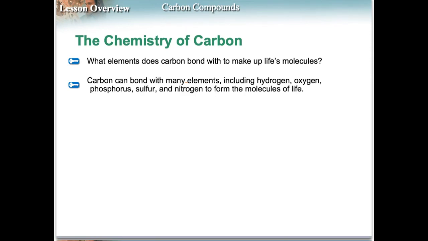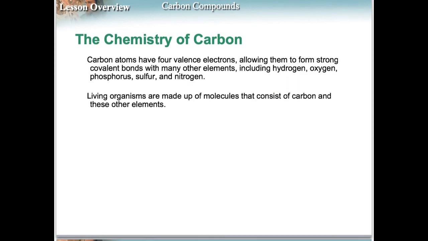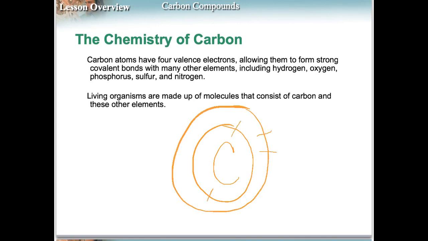Carbon will be able to bond with many elements because of its structure. A lot of the elements are the ones we've talked about previously: hydrogen, oxygen, and then some phosphorus, sulfur, and nitrogen in order to form the molecules of life. Carbon has 4 valence electrons. Remember, that means outer shell. It has 2 in its first shell, 4 in its outer shell. This leaves 4 places in which elements can bond. A lot of times it will bond with hydrogen, oxygen, phosphorus, sulfur, and even nitrogen. Living organisms are made up of the molecules that consist of carbon and the other elements.